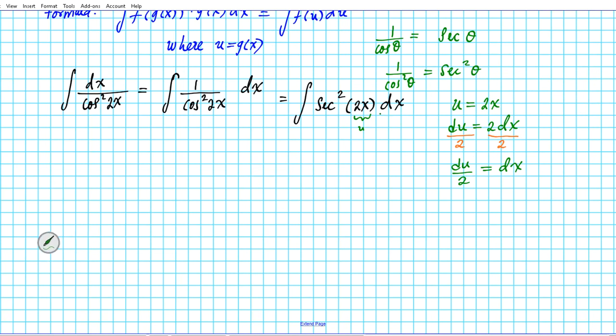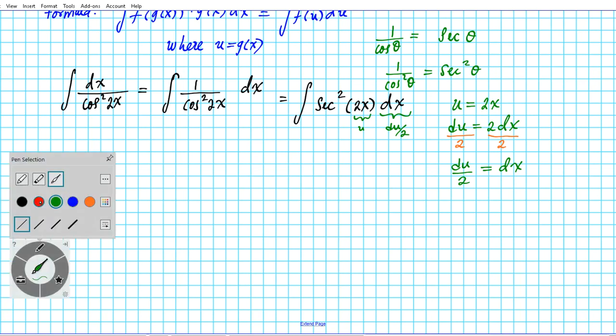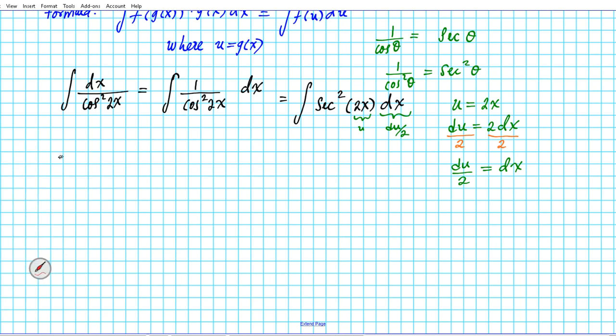Because if you notice, now we have a perfect match. Now we can call this component right here du over 2. This is a very, very important step. You must know what u and the du or its multiple is before you carry out your substitution to avoid making errors. Okay? Now, what are we going to do? We're now going to carry out the substitution step.